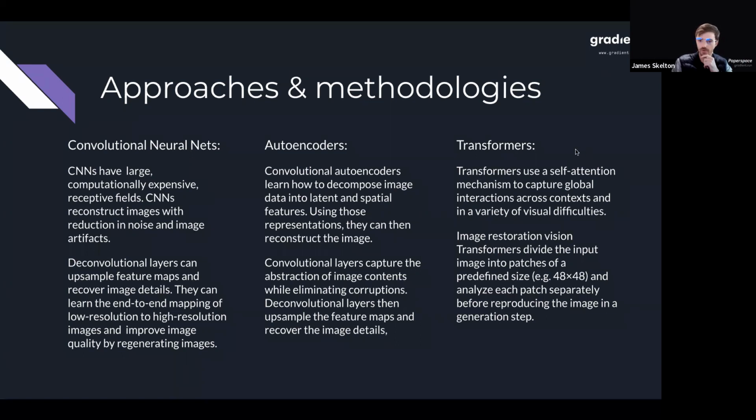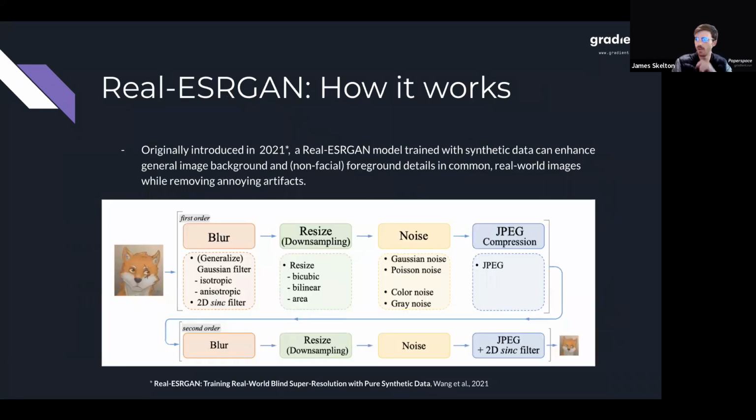And so without further ado, let's jump into the subjects of the day. Real ESRGAN was introduced originally in 2021, and it is capable, after being trained with synthetic data, of enhancing general image backgrounds and non-facial foreground details in common real-world images while removing annoying or unnecessary artifacts.